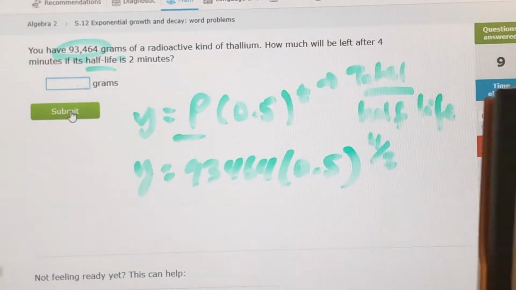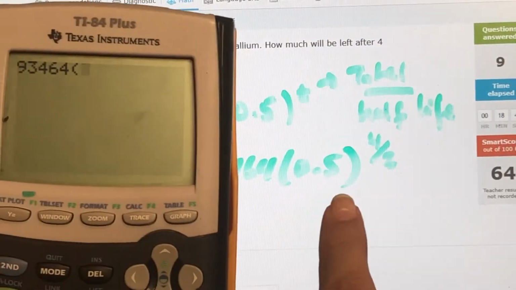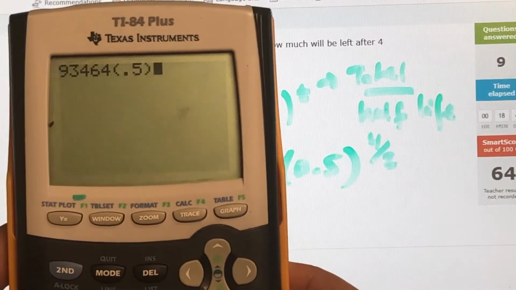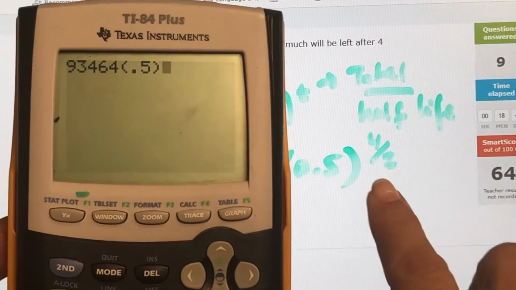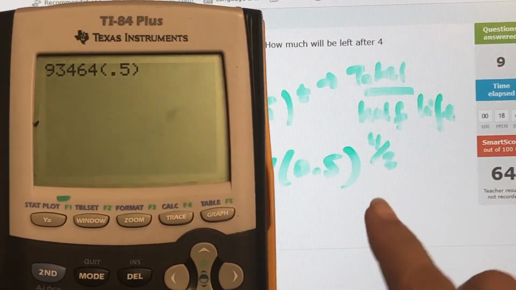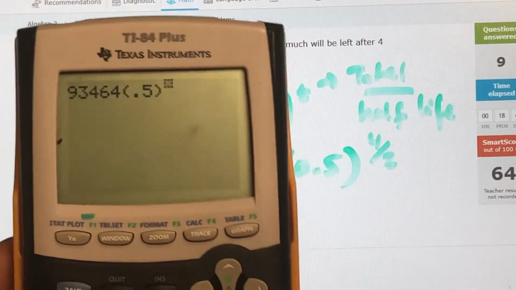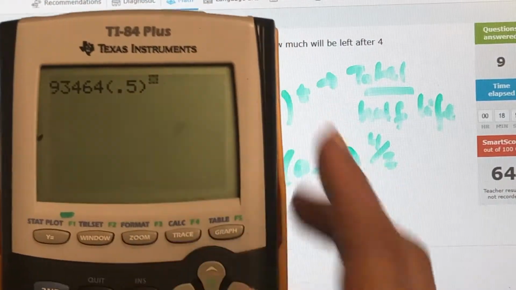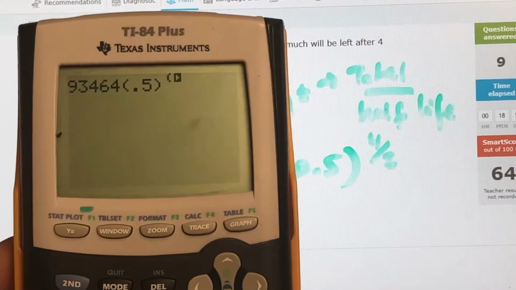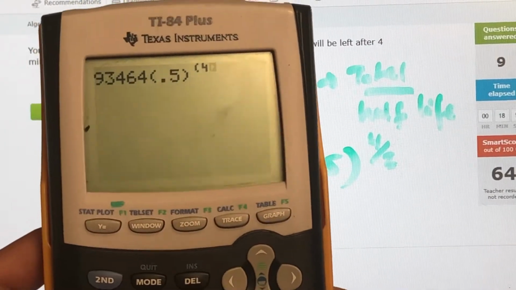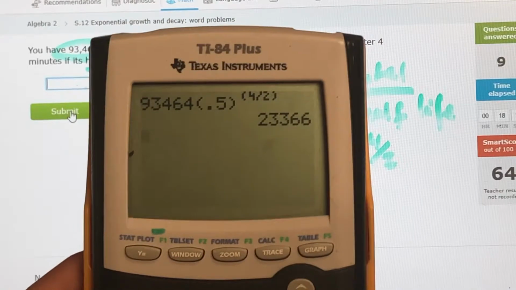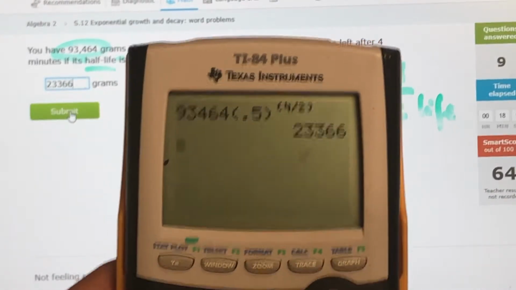93464, open parentheses. I'm just typing exactly what I see. 0.5, close my parentheses. And then 4 over 2, so raised to that power. Because it's a fraction, don't forget, you always put fractions in parentheses. So 4 divided by 2, close parentheses. So 23366.